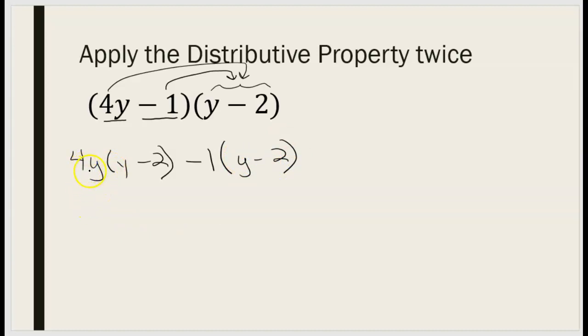Now let's go ahead and do our distributing. 4y times y, 4y to the second power. Don't forget, we have to add those exponents together. 4y times negative 2. 4 times negative 2, of course, is negative 8. And then we have to have that y in there still. Now we have to take negative 1 times y, which is just a negative 1y. Of course, that's a phantom 1. It doesn't have to show up, but I thought I would show it for you. And then negative 1 times negative 2. Negative times a negative is positive, and 1 times 2 is 2. Okay? You're going to notice, just like in the last problem, we have got some like terms in the middle of this thing.